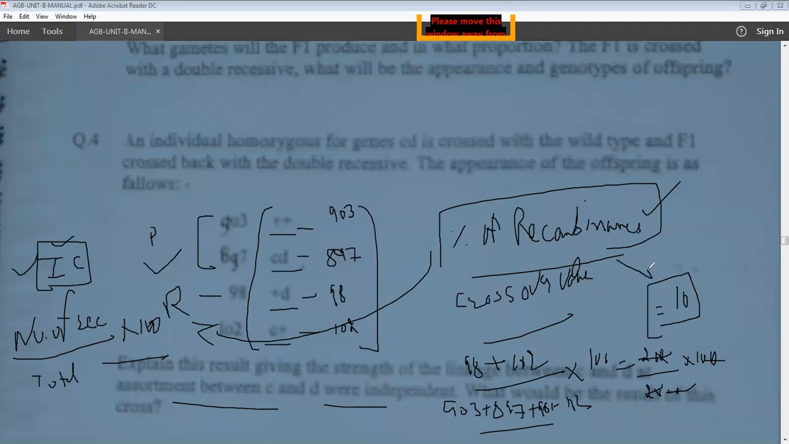So the percentage recombination, which is also known as the distance between the genes, will give us the value of 10 map units. As in the last line, what would be the result of this cross? This is a kind of incomplete linkage where the percentage of recombination is 10 map units, or the crossover value is 10. So this is all for this particular question.